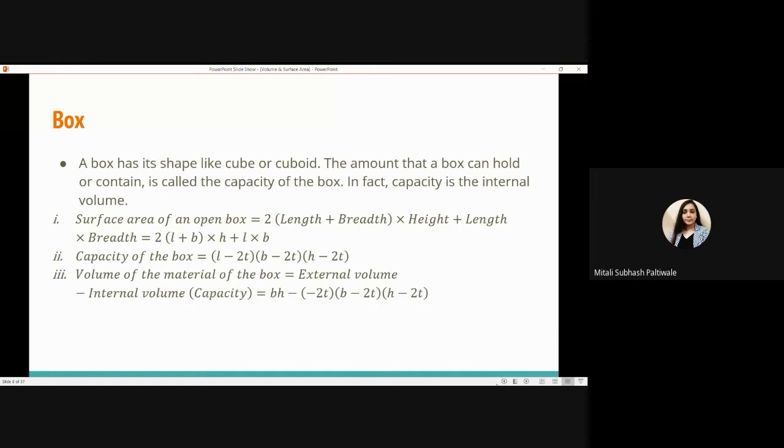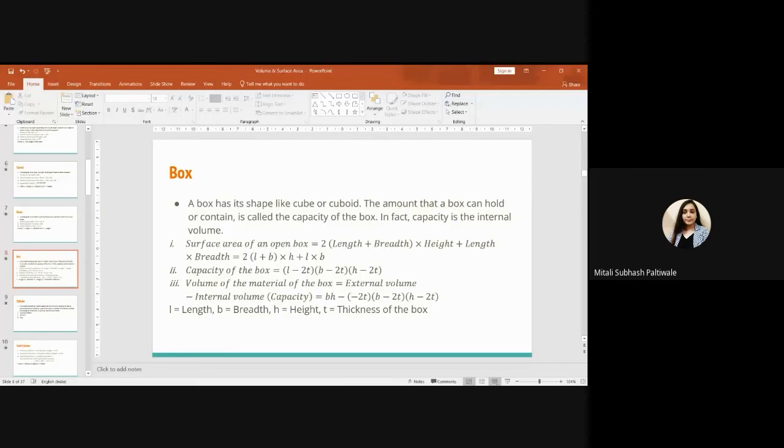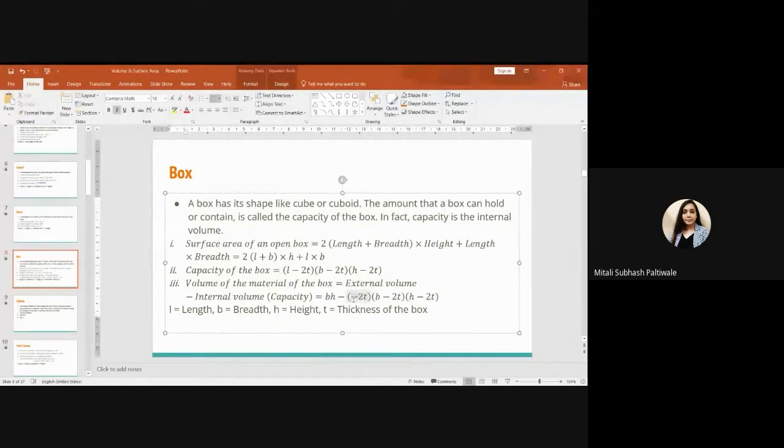Now, the volume of the material of the box. One would be the internal volume and another would be the external volume. So in this case, the formula will become L B H minus (L minus 2T) into (B minus 2T) into (H minus 2T). And that's it.